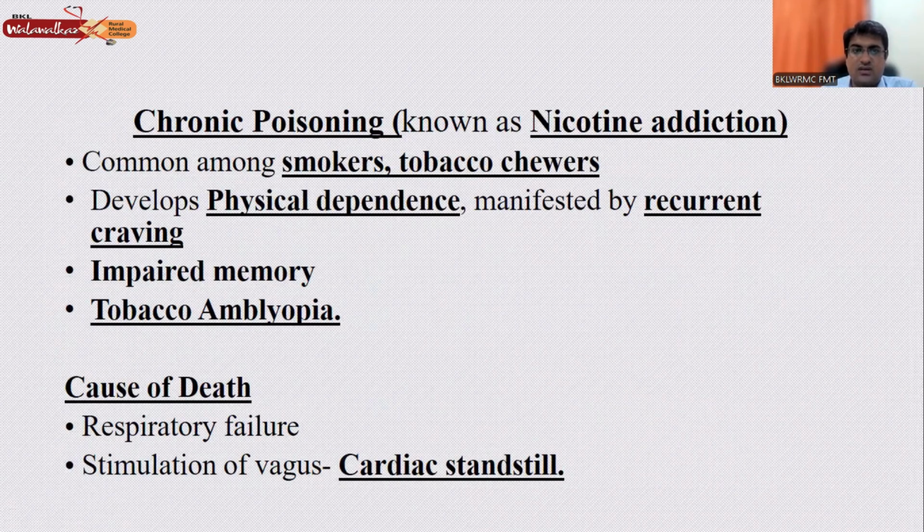Then chronic poisoning. Chronic poisoning is also called nicotine addiction. This is seen mostly in smokers and tobacco chewers. Tobacco causes physical dependence, which is manifested by recurrent craving for the tobacco. In some cases, you may see impaired memory and tobacco amblyopia, that is blindness. The cause of death in these patients is mainly respiratory failure and cardiac standstill.